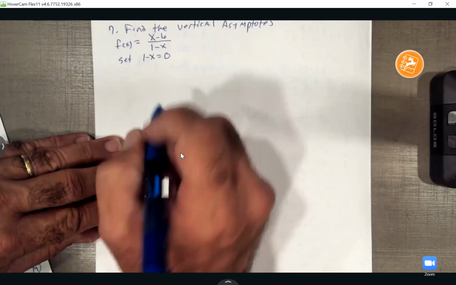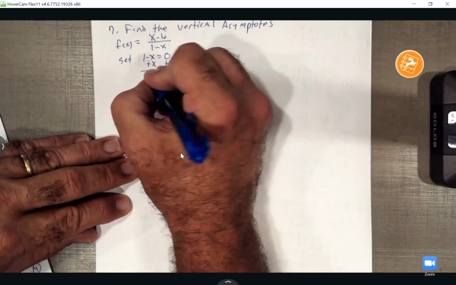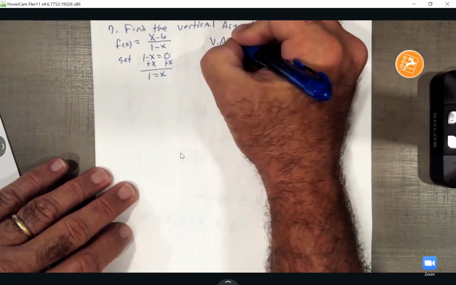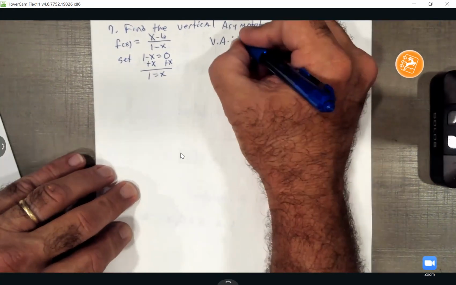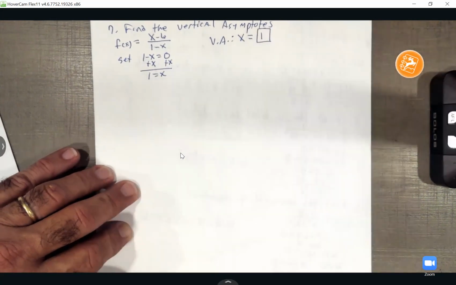So the easiest way to solve this one, y'all, would be to add that x to both sides. So I get 1 equals my x. But now remember, when you put in the answer, it's going to have that x equals already on this one. So all you're going to do is put your 1 in the box and be done.